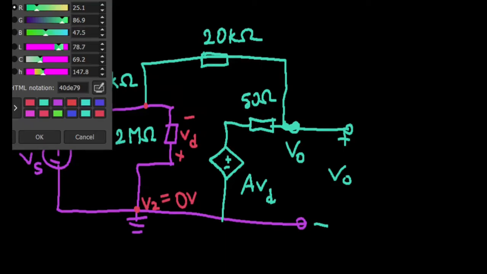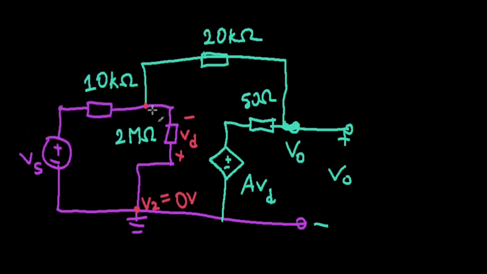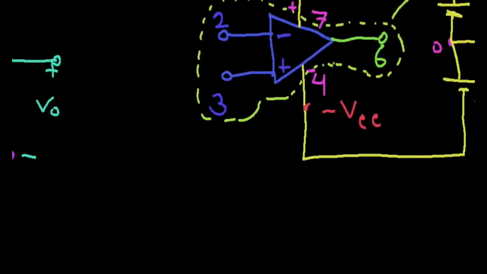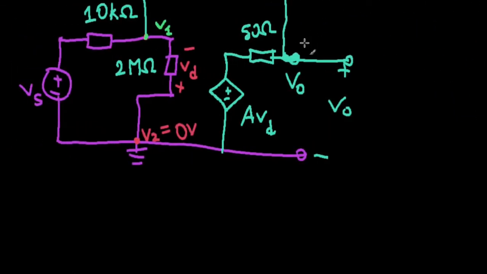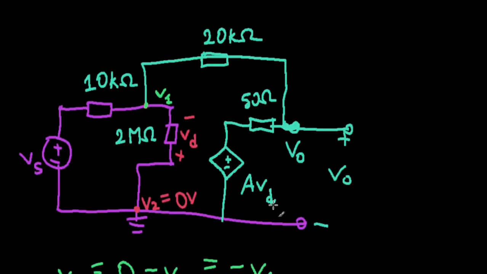The other one that we have left is V sub 1, which is your inverting input. Okay, this is V sub 1. All right. So what is VD? It is V2 minus V1, but V2 is 0. So VD is, I'll write that down, this is important, a good simplification: VD is 0 minus V1, or it's just negative V1. It's just negative V1. All right. This is going to be important.